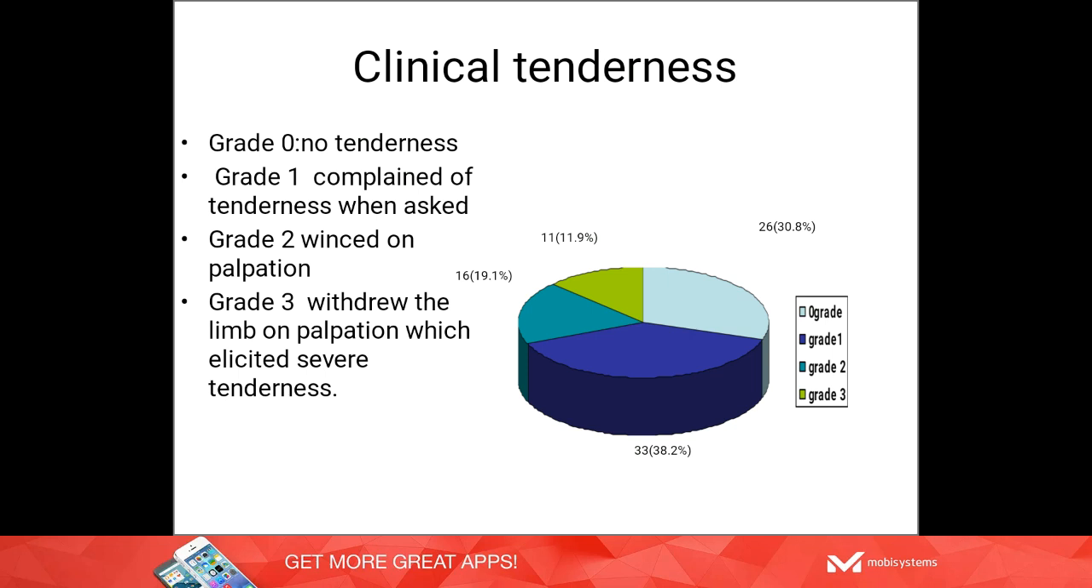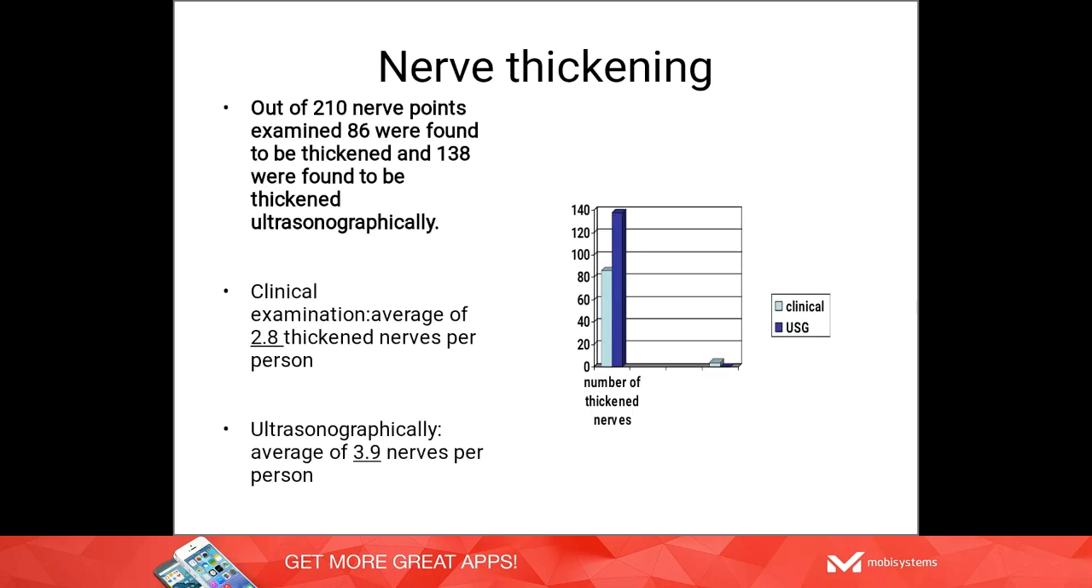Now, coming to findings of tenderness, around 30% had no tenderness, 38% had tenderness and they complained of it when asked for. Around 19% of our patients winced on palpation, and around 11% withdrew the limb on palpation, which elicited severe tenderness. So out of these 210 nerve points, 86 were found to be thickened clinically and 138 were found to be thickened on ultrasound. So that gives us a clinical average of 2.8 thickened nerves per person, whereas on ultrasound it was an average of 3.9 nerves per person.